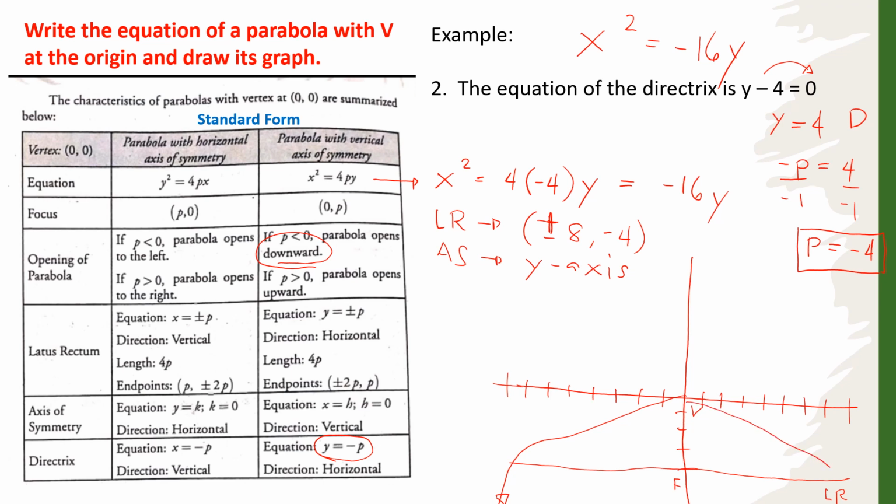from here, connect. By the way, asa ng directrix, y equals 4. So taas tayo ng 1, 2, 3, 4. So this will be our directrix. Now, meron na ulit tayo sagot dito sa problem na ito.